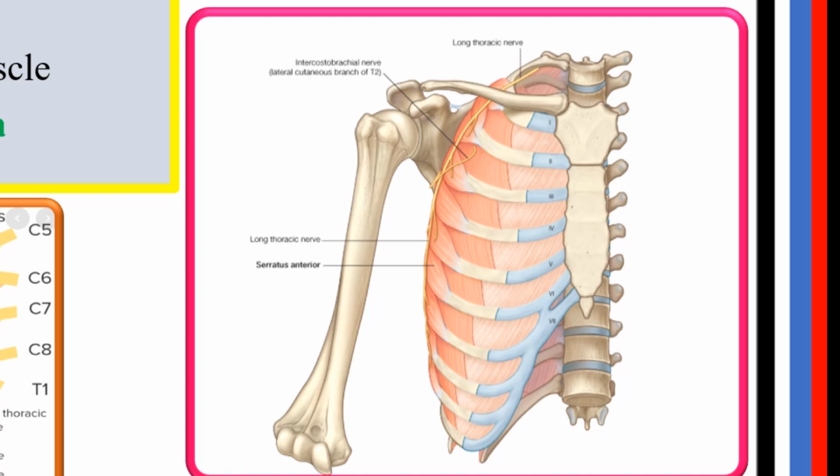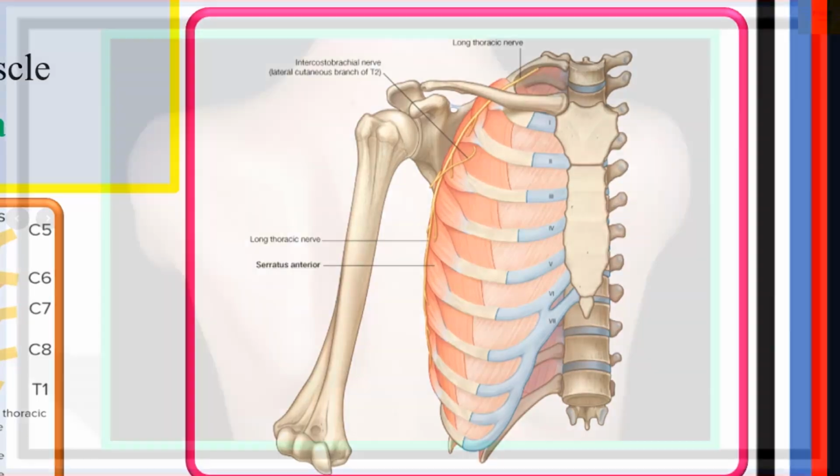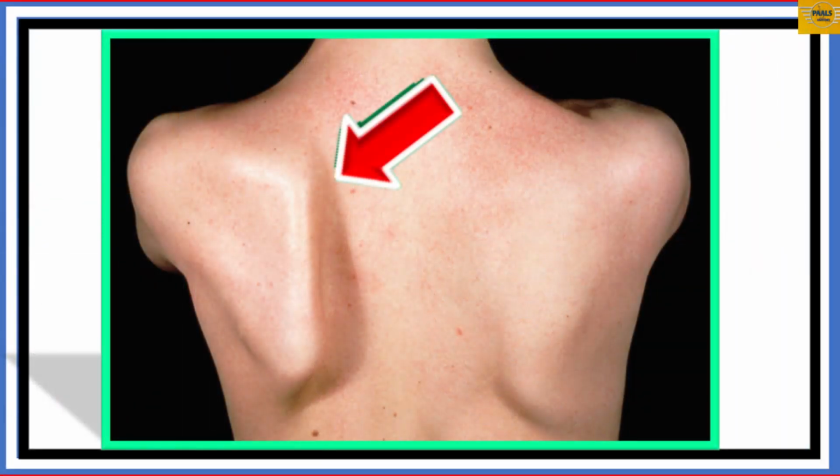serratus anterior. When there's injury to this long thoracic nerve leading to atrophy of serratus anterior, the vertebral border of the scapula will be raised up, giving an appearance of a wing on the patient, as if the patient is developing a wing. And this condition is called winging of scapula.